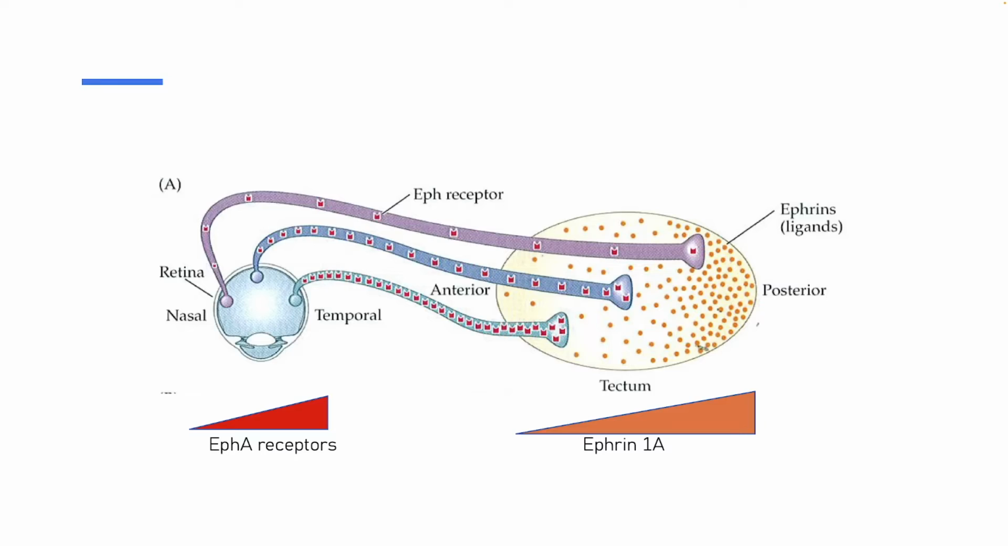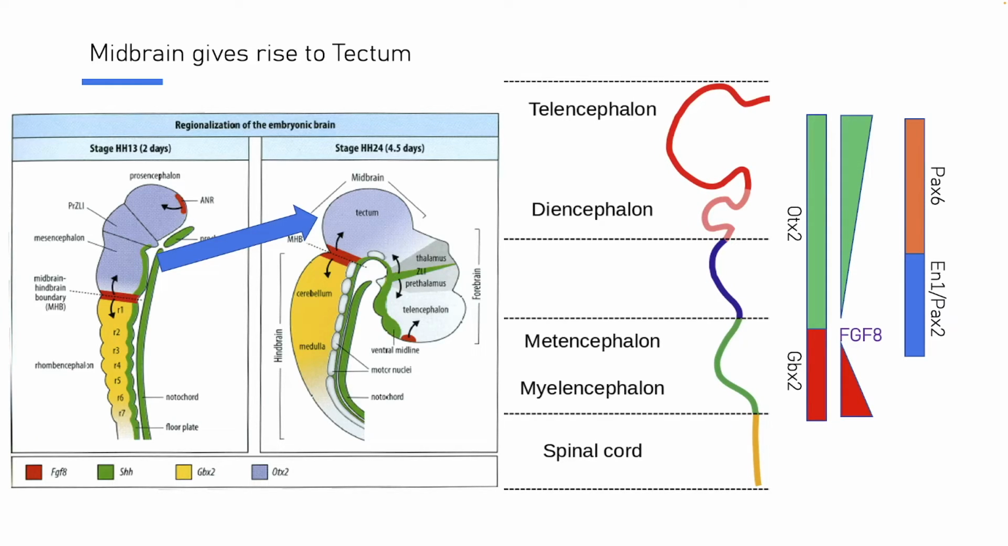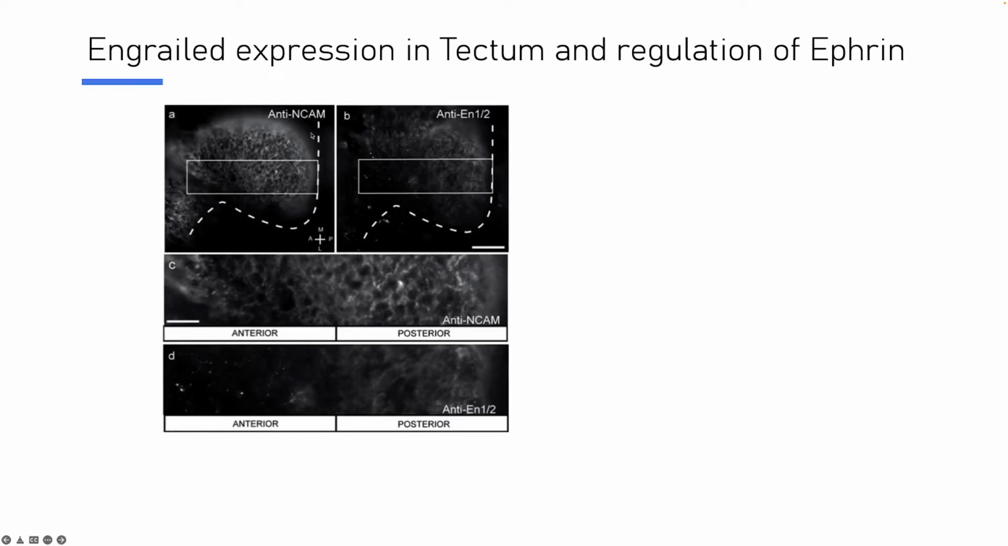But how did the ephrin 1A gradient come to be? Remember back to the midbrain-hindbrain differentiation. The midbrain develops into the tectum. And what was the transcription factor that induces formation of the midbrain? Right, it was engrailed, otherwise known as EN1 and EN2. The transcription factors EN1 and EN2 induce the formation of the midbrain and thus the tectum.